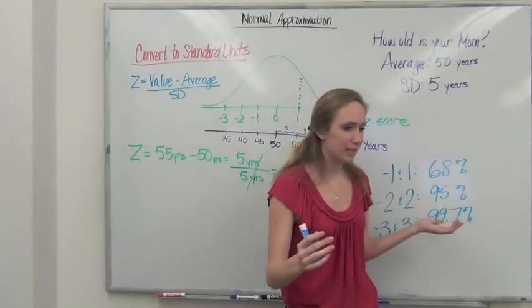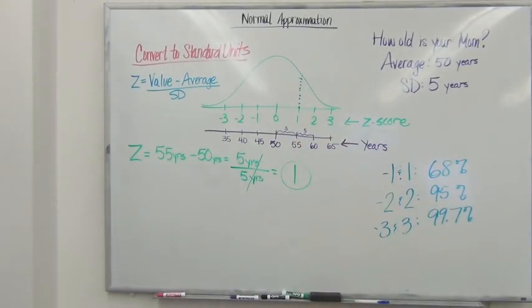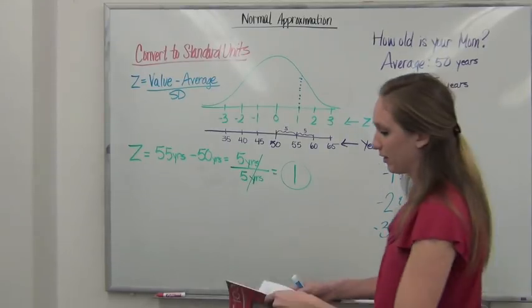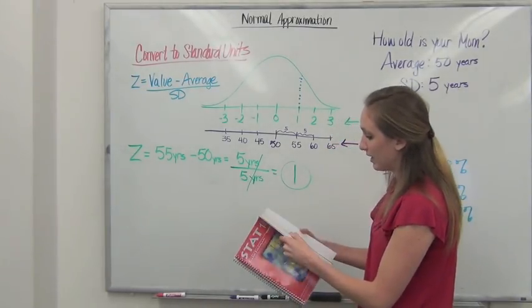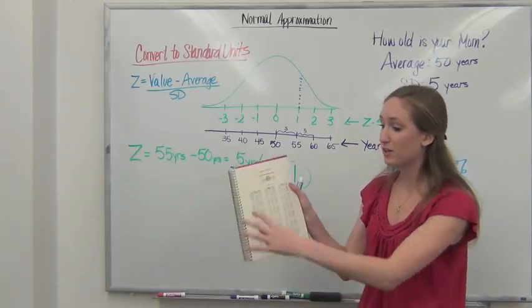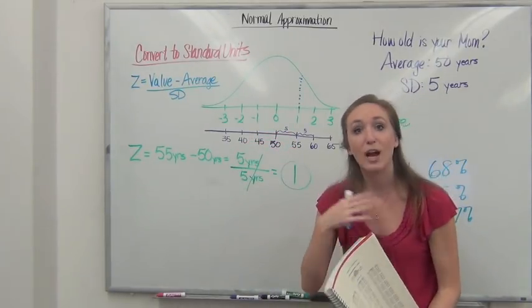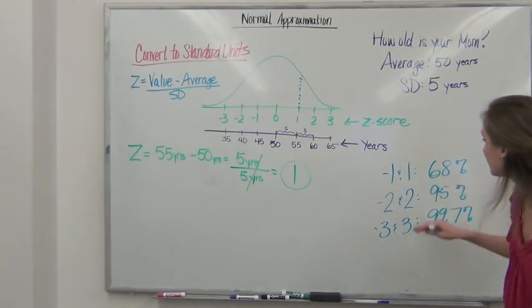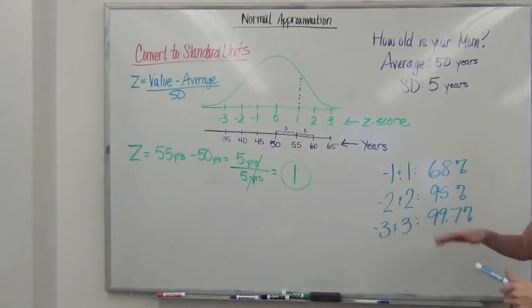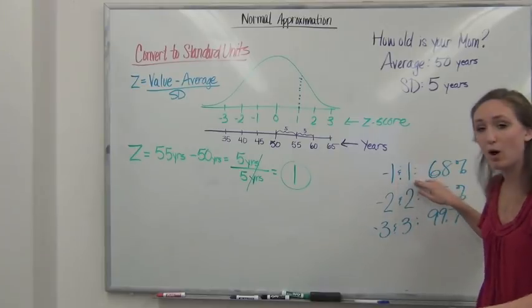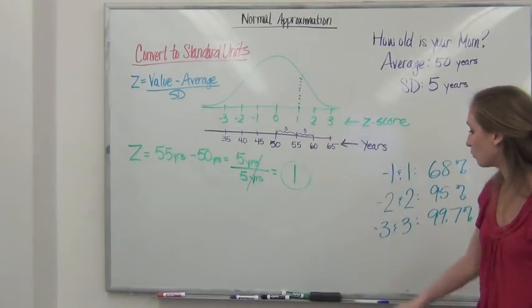And you might think I'm just pulling these numbers out of nowhere, but if you go to the back of your book, you're going to learn this in lecture too, there is a table that shows you, based on your z-score, what the area is between your z-score and the opposite z-score. So you can look them up in the table if you don't have them memorized. The one that's the most pertinent, though, is 1 and -1, because my mother's z-score is 1.